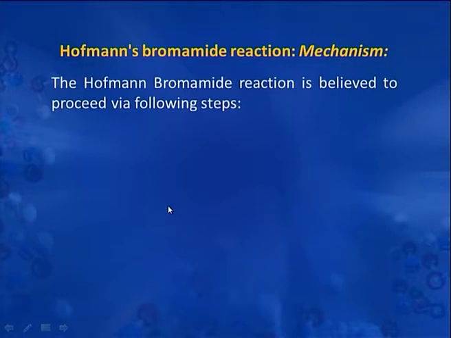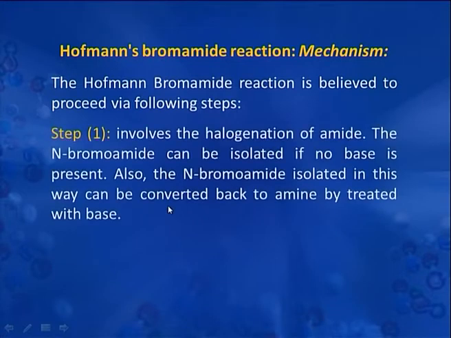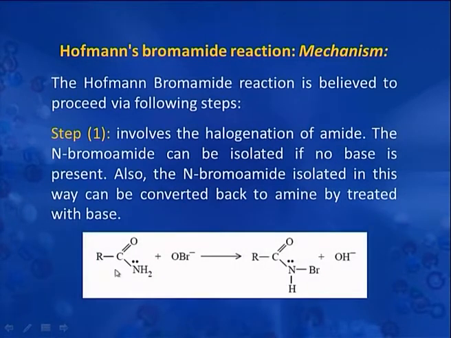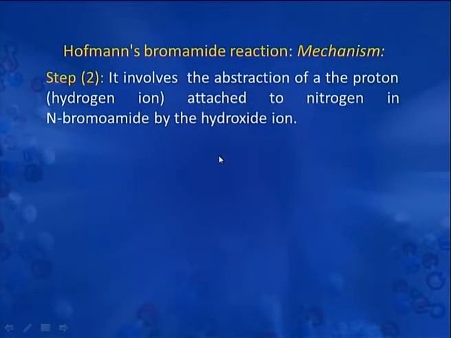The Hofmann bromamide reaction is believed to proceed via 4 steps actually. In the first step, it involves the halogenation of amide. You can see here this is the amide and this OBr minus, which is formed by the reaction of bromine and sodium hydroxide, takes away one of the hydrogens from the amide and there is formation of this N-bromoamide. In the second step, abstraction of the proton attached to nitrogen in N-bromoamide is done by the hydroxide ion.